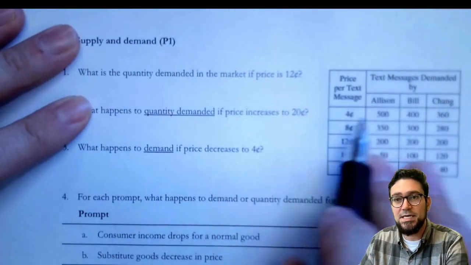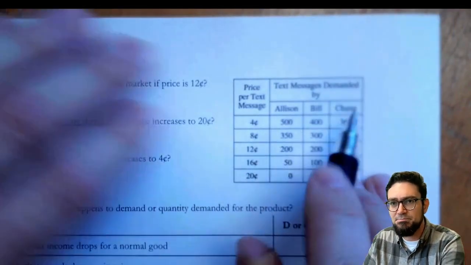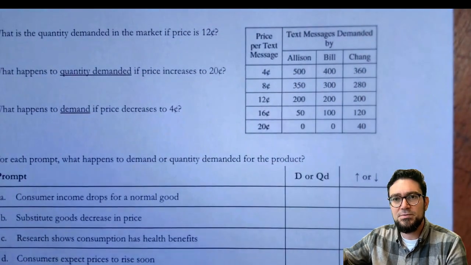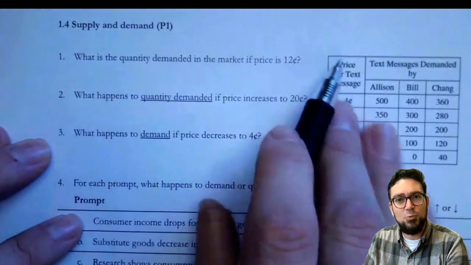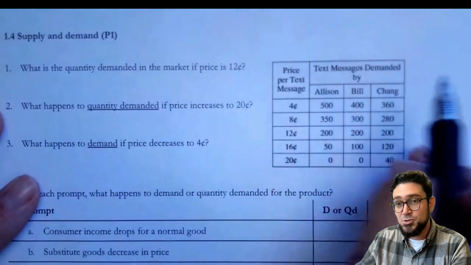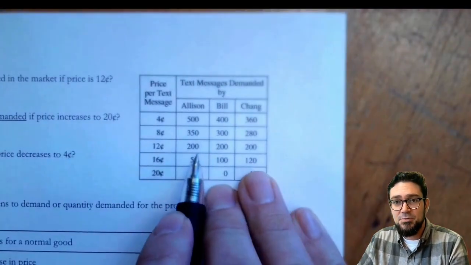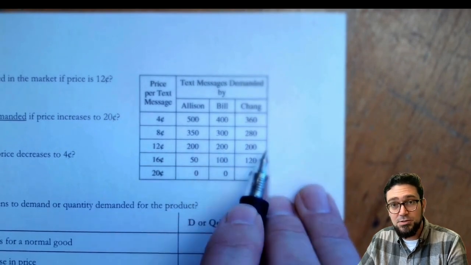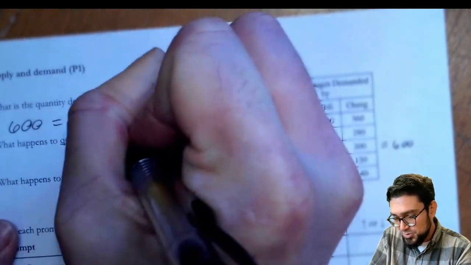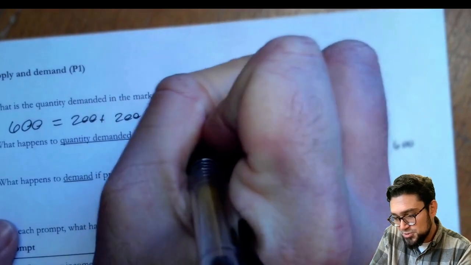So for our first practice, we're just going to take a look at this little table where it says text messages by Allison, Bill, and Chang, and what's quantity demanded. So quantity demanded at the market price of 12 cents. Now the trick here is to notice that we've got Allison 200, Bill 200, and Chang 200, and the total of those is equal to 600. So we're going to say 600 equals 200 plus 200 plus 200, because we're just summing the three people.